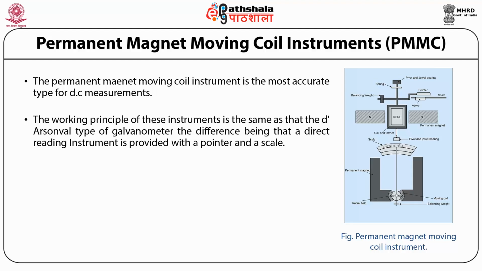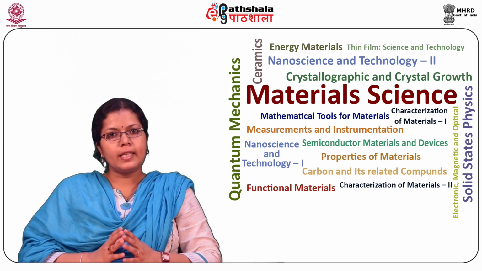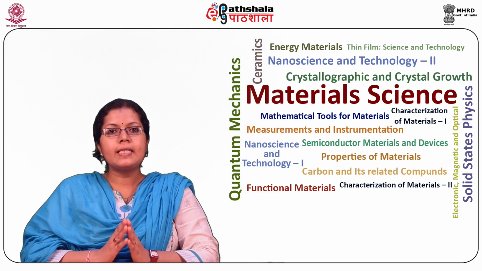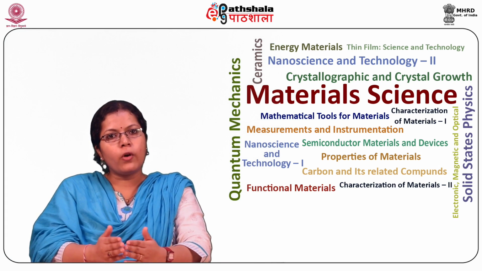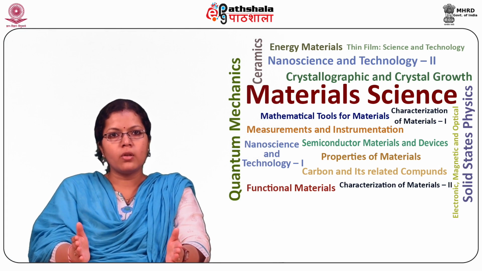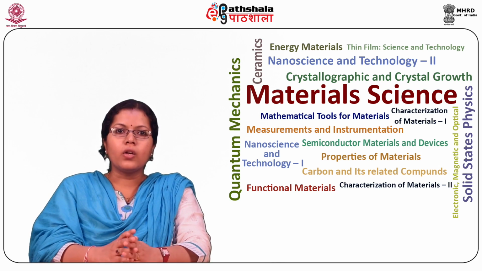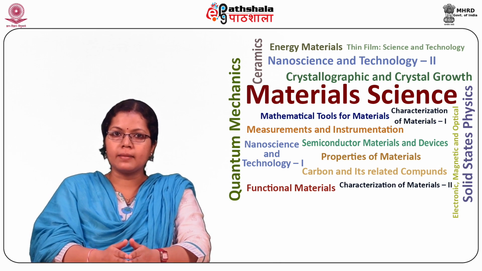The general constructional features of this instrument are shown in the figure. Students, now let us consider the moving coil. The moving coil is wound with many turns of enameled or silk covered copper wire. The coil is mounted on a rectangular aluminum former which is pivoted on jeweled bearings. The coils move freely in the field of a permanent magnet.